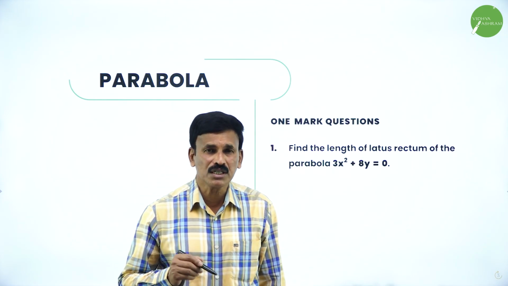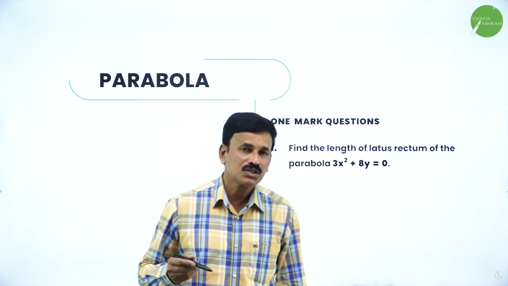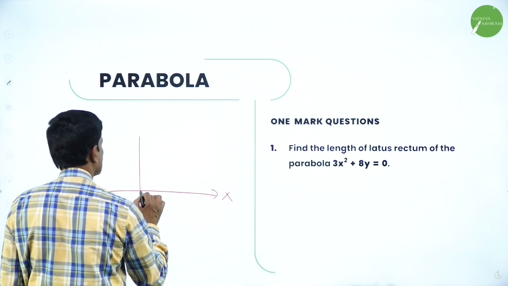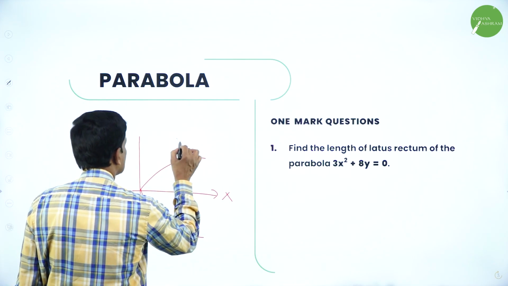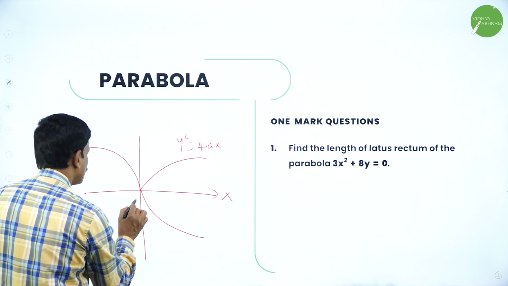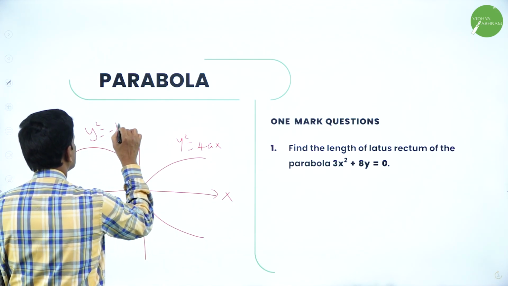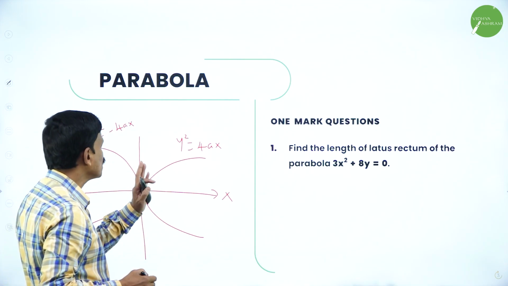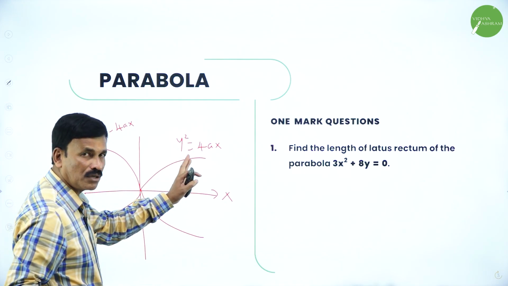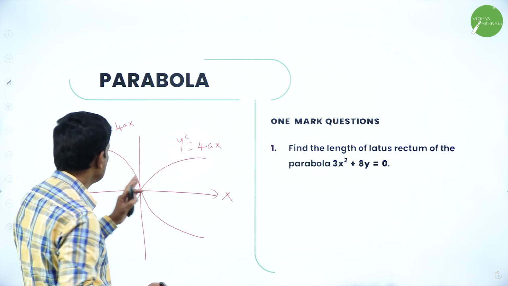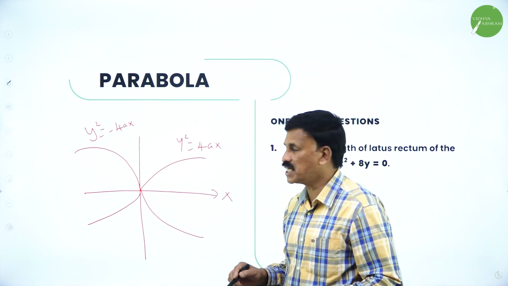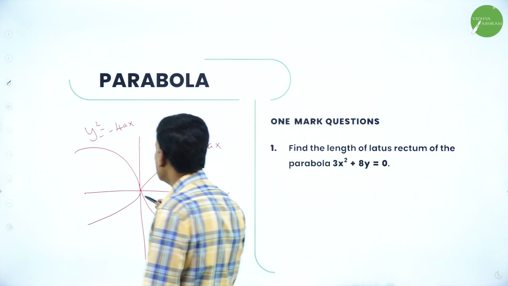Just recall the equation of the parabola in the different forms. You might have studied the equation of a parabola in the standard form. This is the x-axis. So y square is equal to 4ax is the equation of the parabola in the standard form. The axis is the x-axis. Suppose if it is like this, y square is equal to minus 4ax is the equation of the parabola. So, a parabola opening right, another parabola opening left. The equation of the parabola opening towards right is y square is equal to 4ax and towards the left is minus 4ax.